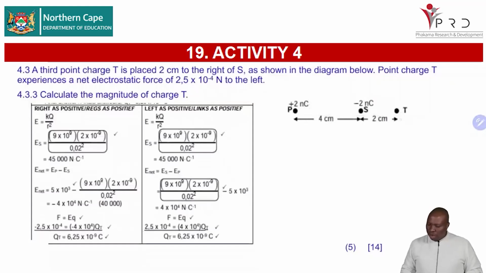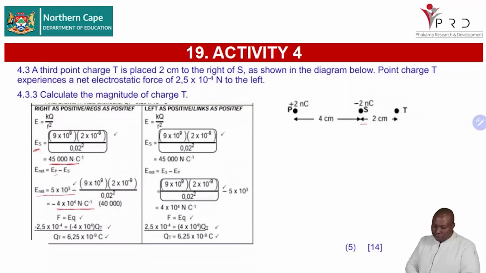So you do the force due to S and the force due to P. And then you are able to do that. And then with no problem, you know that, okay, I got that one is 45,000 Newton per kilo. And then when you do your E net, which is EP minus ES, then you are able to know that you are having E net like that. And then upon substitution, you get negative 4 times 10 to the power of 4, or you get 40,000 Newton per kilo as your electric field.